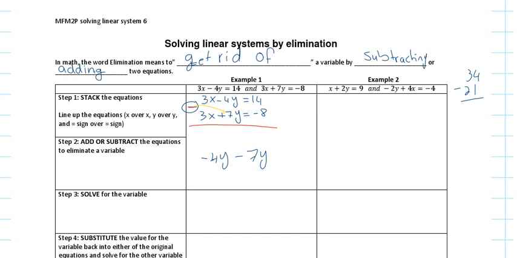Okay? So if you're subtracting equation 2 from equation 1, you're going to do 3x minus 3x. Then you're going to do negative 4y minus 7y. Then you're going to do 14 minus negative 8. So you're going to minus the whole thing. Okay? So what's negative 4y minus 7y? Negative 11y.